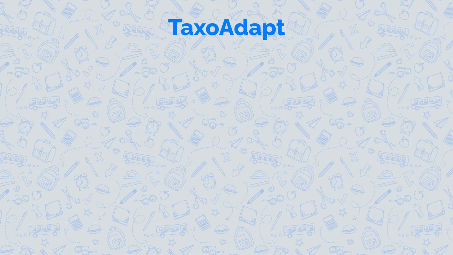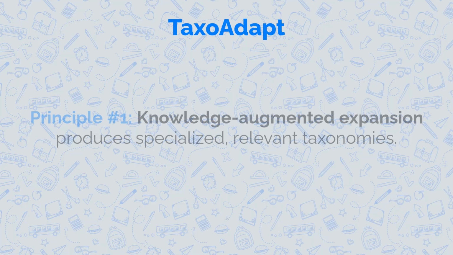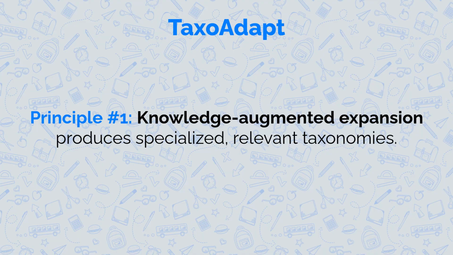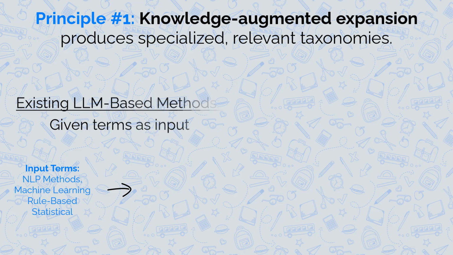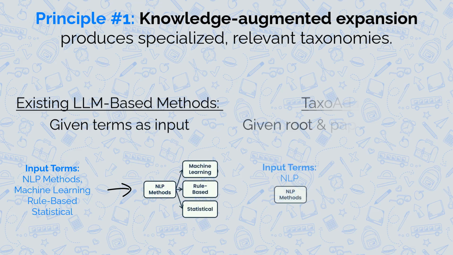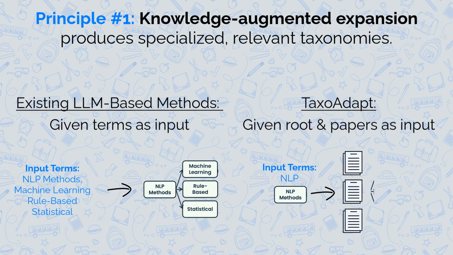TaxoAdapt operates on three core principles. Knowledge-augmented expansion produces specialized, relevant taxonomies. Rather than mining isolated terms, we reason over documents, the papers' titles and abstracts, to decide how each paper refines its dimension subtree.